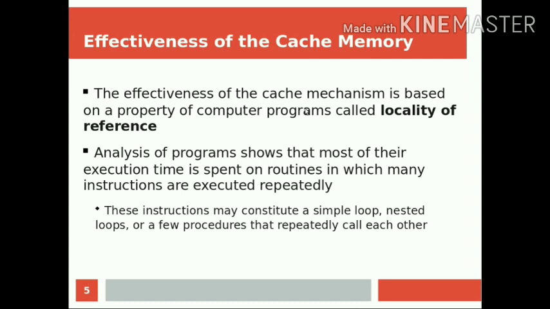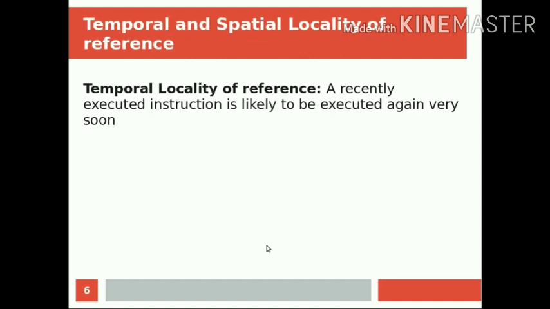The effectiveness of the cache mechanism is based on a property of computer programs called locality of reference. Analysis of programs shows that most of their execution time is spent on routines in which many instructions are executed repeatedly. These instructions may constitute a simple loop, nested loops, or a few procedures that repeatedly call each other.